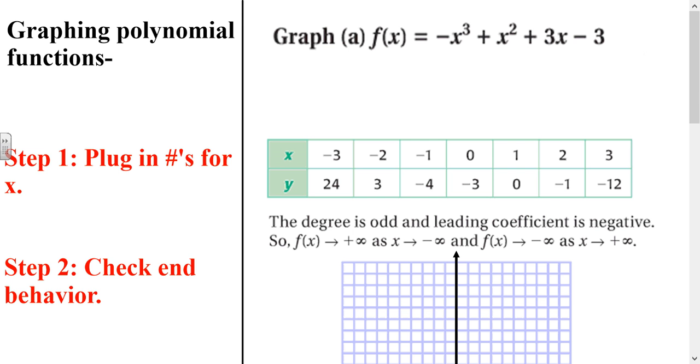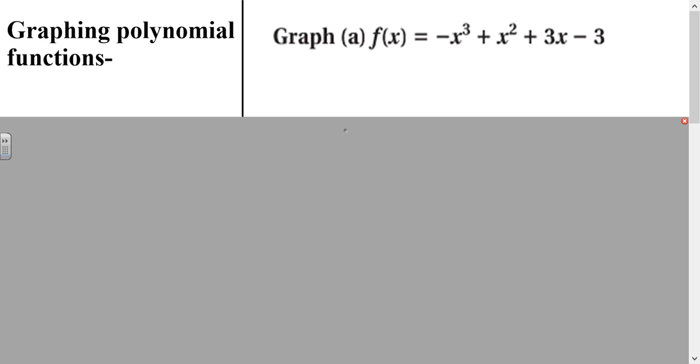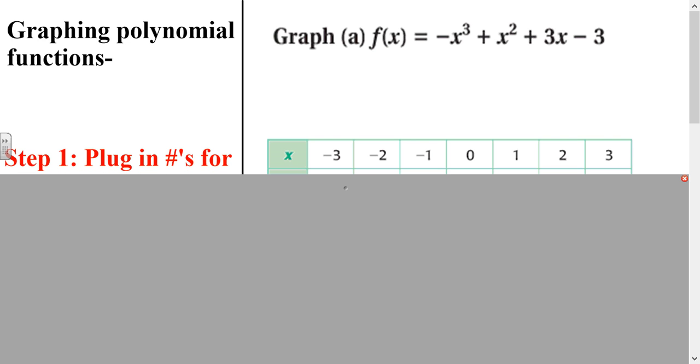Now we're going to actually get into graphing. So how the heck do I graph a function like this? It's pretty crazy. I have f of x equals negative x cubed plus x squared plus 3x minus 3. That's a lot of stuff. And I don't know how many bumps it has in the middle or anything like that for sure yet. So the only thing I can do is plug in points. I make it a general rule to plug in from negative 3 to positive 3. So you can make a chart, and we're just going to plug in numbers for x.